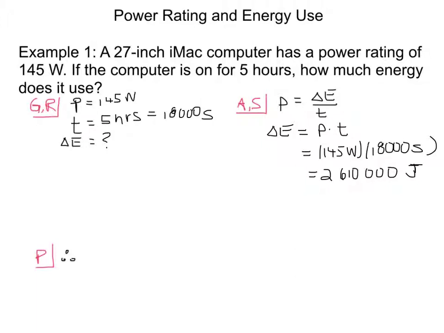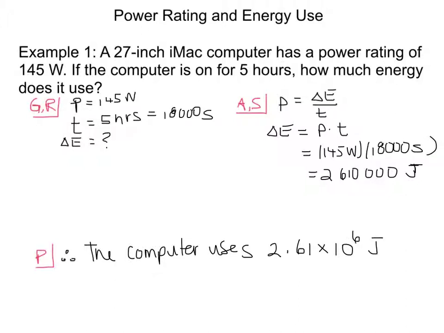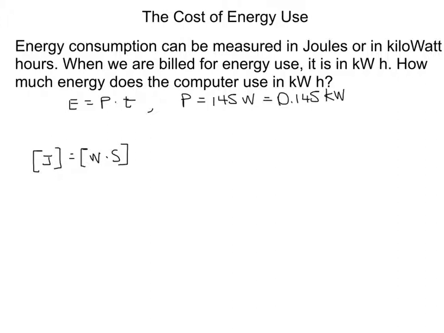So therefore, the computer uses 2.61 times 10 to the 6 joules, or we could even do 2.61 times 10 to the 3 kilojoules. Seems like a lot of joules. But we can also measure energy in kilowatt hours. So it doesn't have to be in joules, it can be in kilowatt hours.